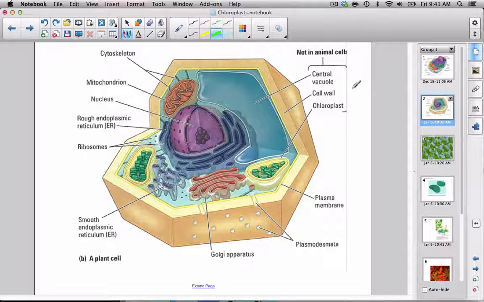So if we look at a plant cell, here we see the chloroplasts. Chloroplasts are unique to plants and certain kinds of algae. Basically, if the organism can do photosynthesis, or if it's a photosynthetic organism, then it has chloroplasts.